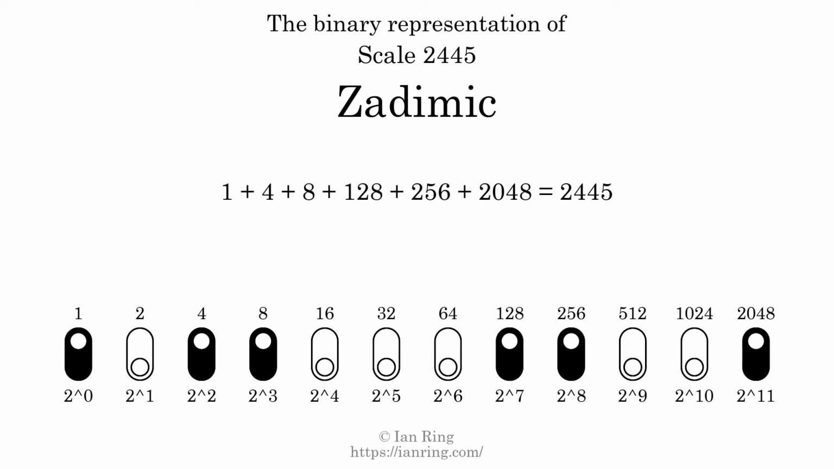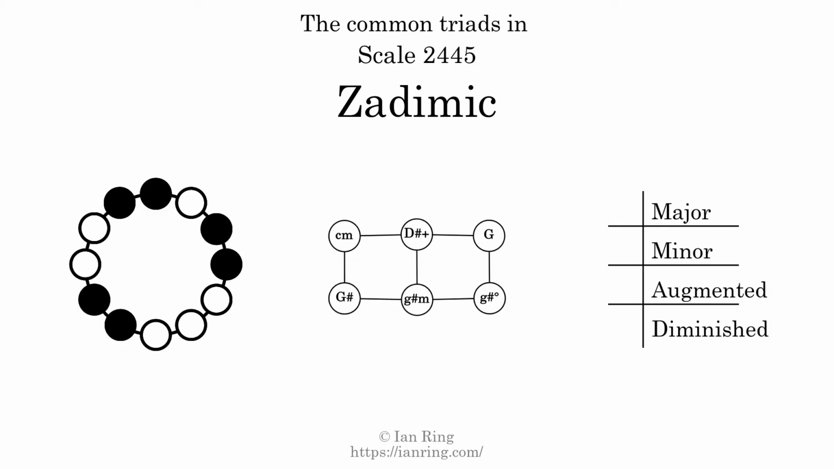The scale number not only enumerates the scale with a unique index, but it also literally describes the tonal content of the scale. Represented as a binary number in base 2, the scale number is 100110001101. Here are the common triads present in this scale.